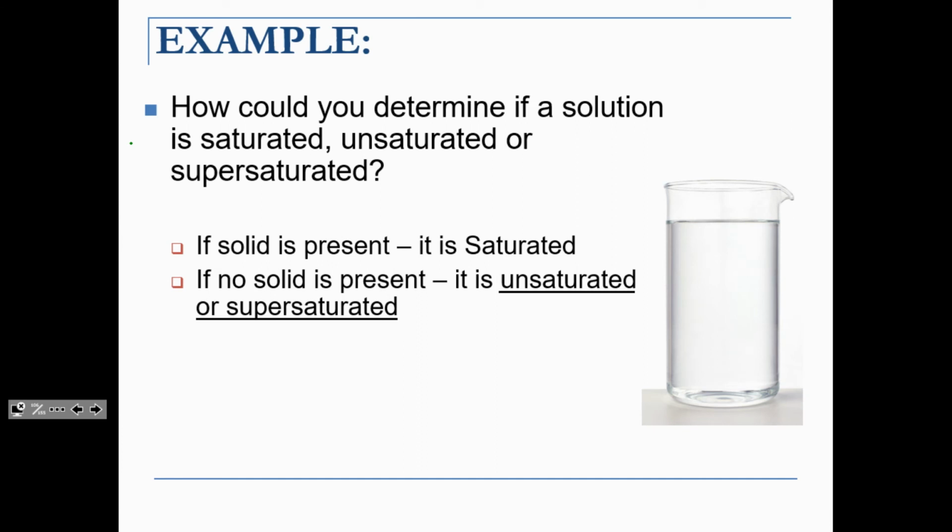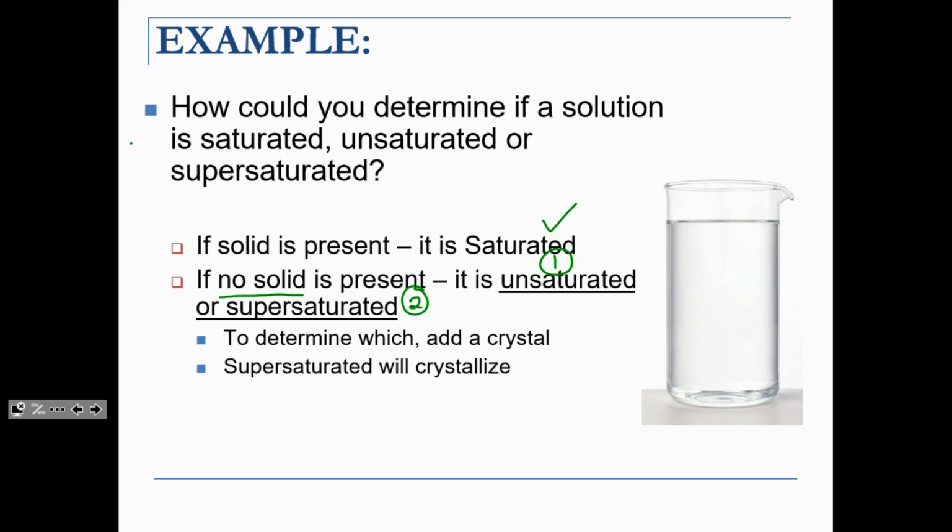So if there's a solid present, it's a saturated solution. But if there's no solid present, we have two options, unsaturated or supersaturated. So to determine which is which, we're going to add a crystal. And we're going to see this in our lab on Friday. A supersaturated solution will actually crystallize out. An unsaturated solution would just continue dissolving.